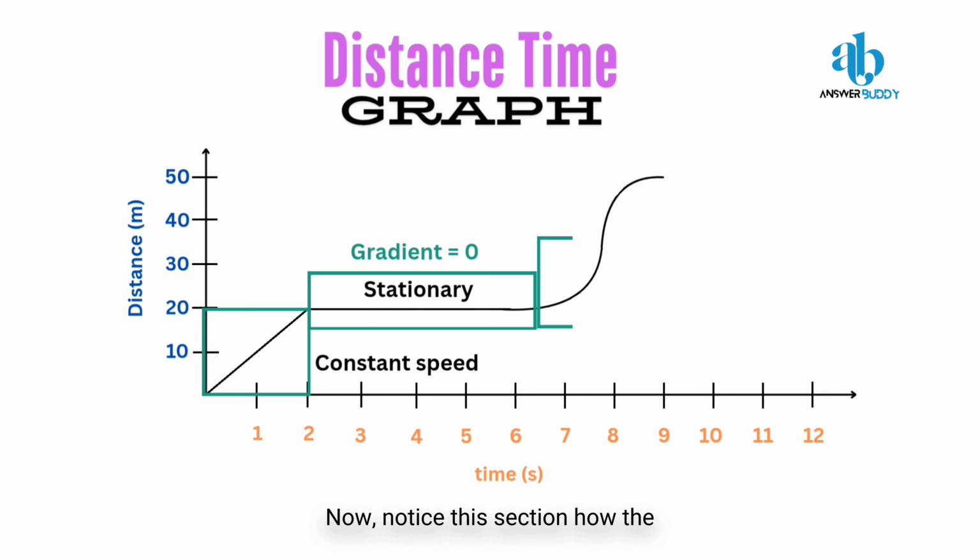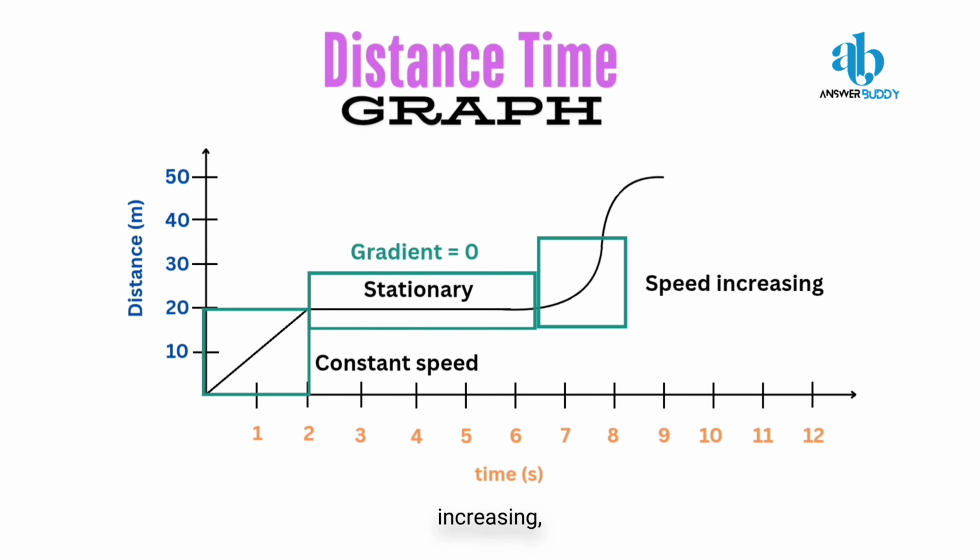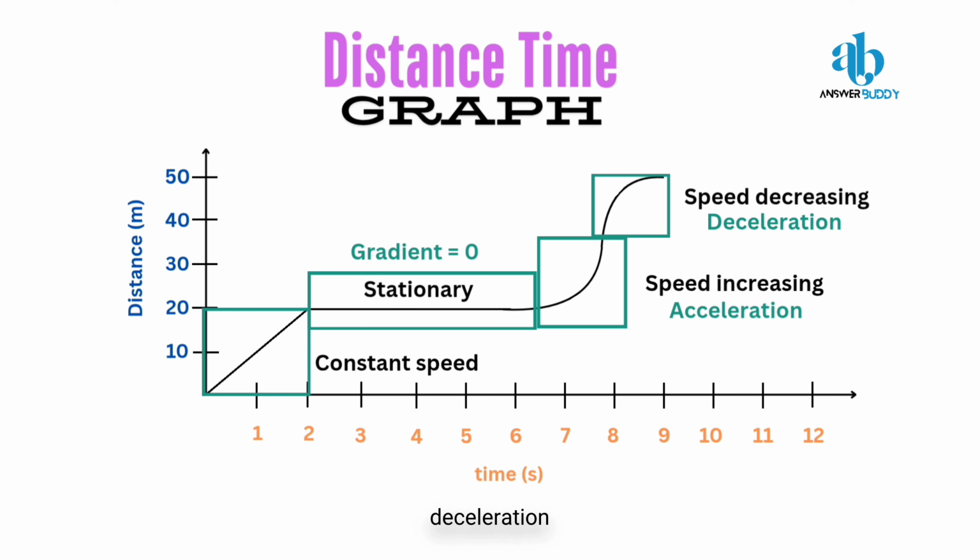Now notice this section, how the line gets steeper as it curves up. It means the speed is increasing, which is acceleration. On the other hand, when the line curves down and gets less steep, the speed is decreasing, and that's deceleration.